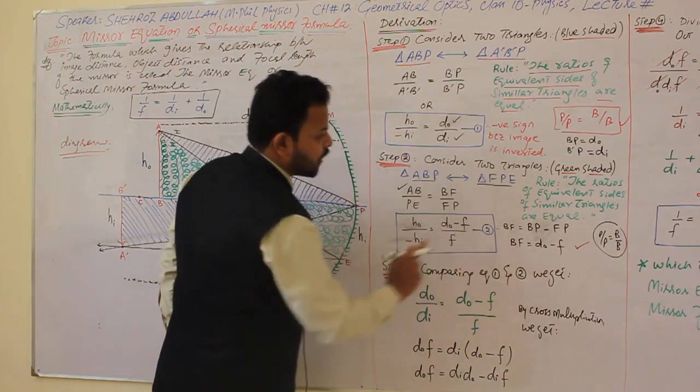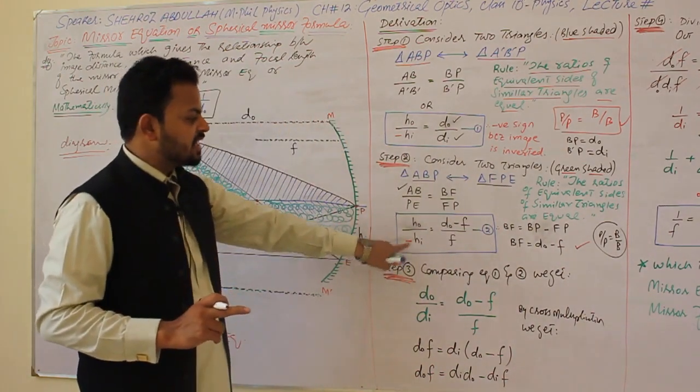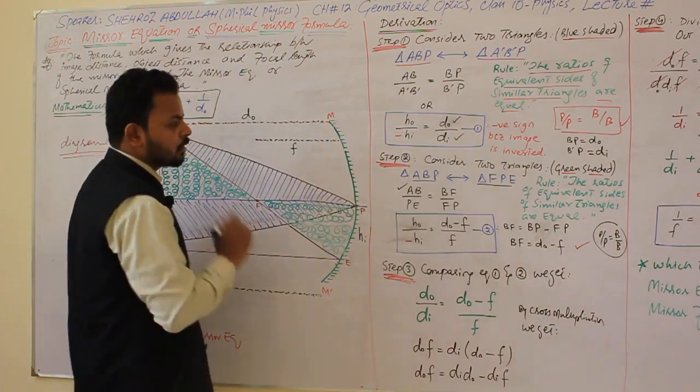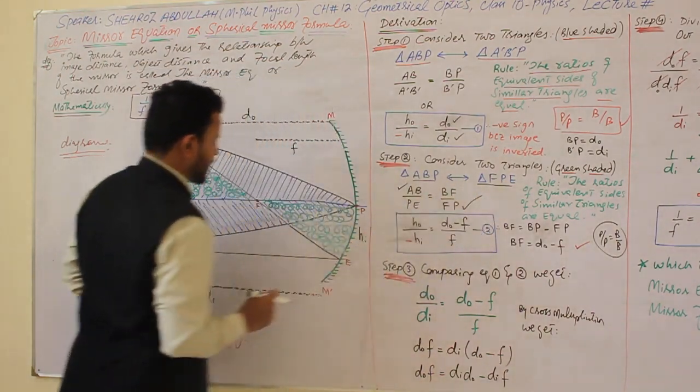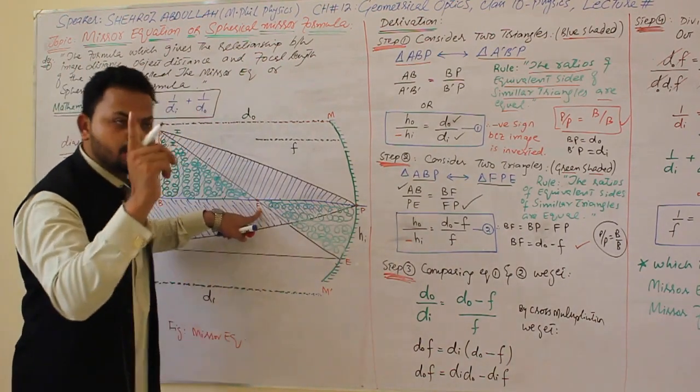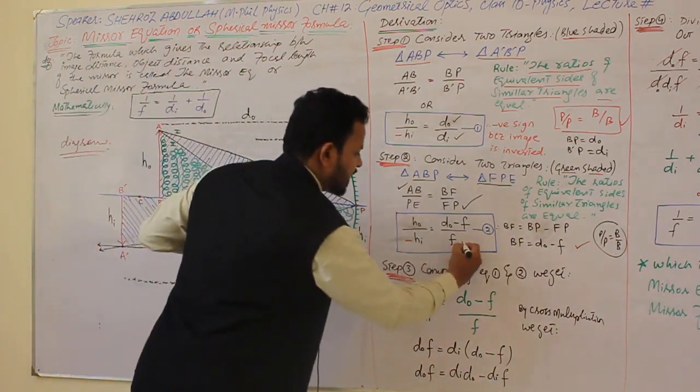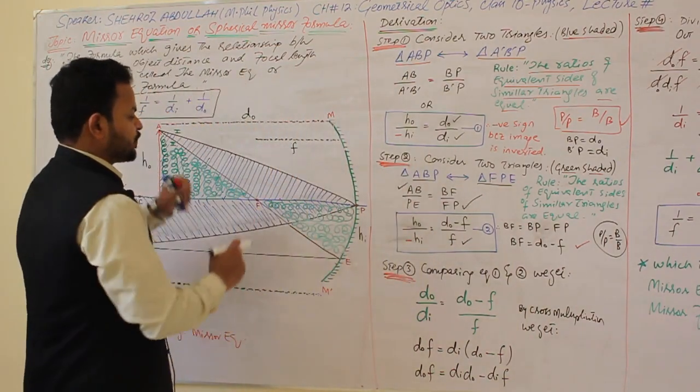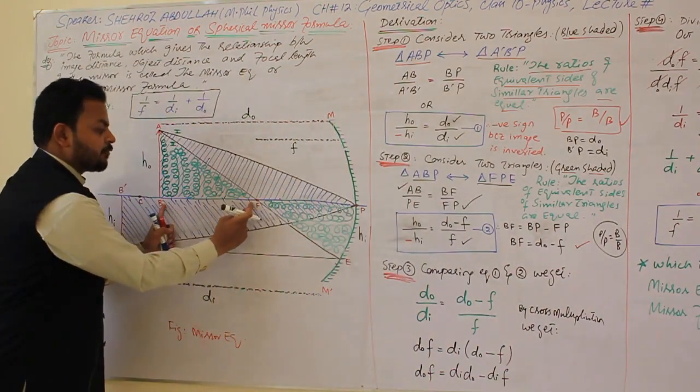Minus sign shows you that the image is inverted. Now coming towards the right side, what is FP? The distance from principal focus to pole, and we know that distance is the focal length.